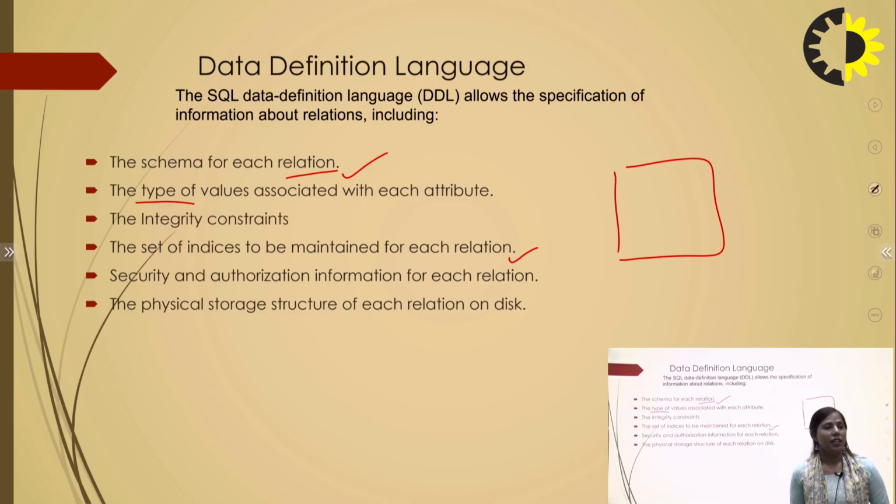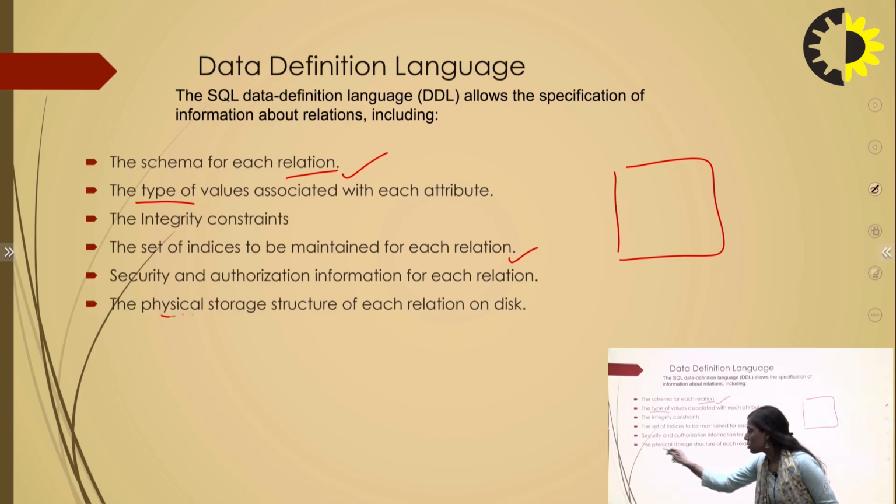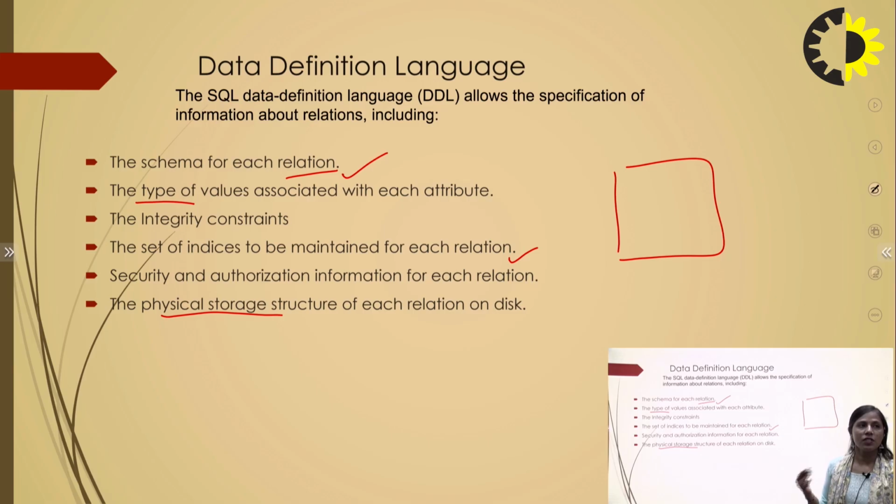Then DDL also defines the physical storage structure, in which each relation is stored, on which particular disk it will be stored. So these are some values stored in the data definition language, which define the specification of information about the relation: where this particular table is going to be stored, in which physical storage, or on which disk it is going to be stored, and which permissions it is going to have. It is also defined in the data definition language. Then we have various integrity constraints, types, plus the schema.